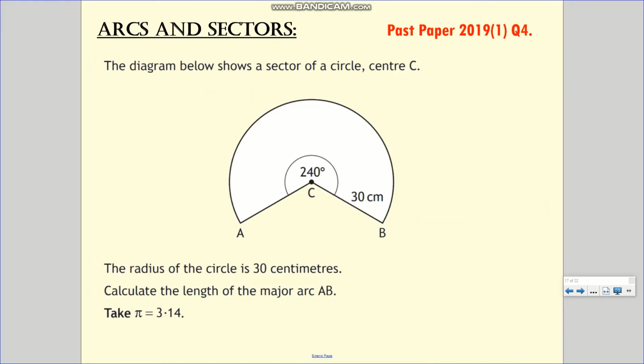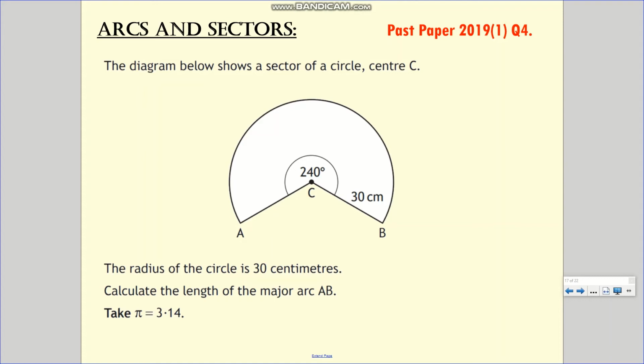Okay, so the next type of question that we're going to look at is arcs and sectors. We're going to focus on just arcs and sectors without the use of a calculator just now. So you should take note of that last little sentence in this question, which is take pi equal to 3.14. That is a big giveaway that you are doing a non-calculator question and that you are asked to work out this as part of your mental calculations, written on paper.